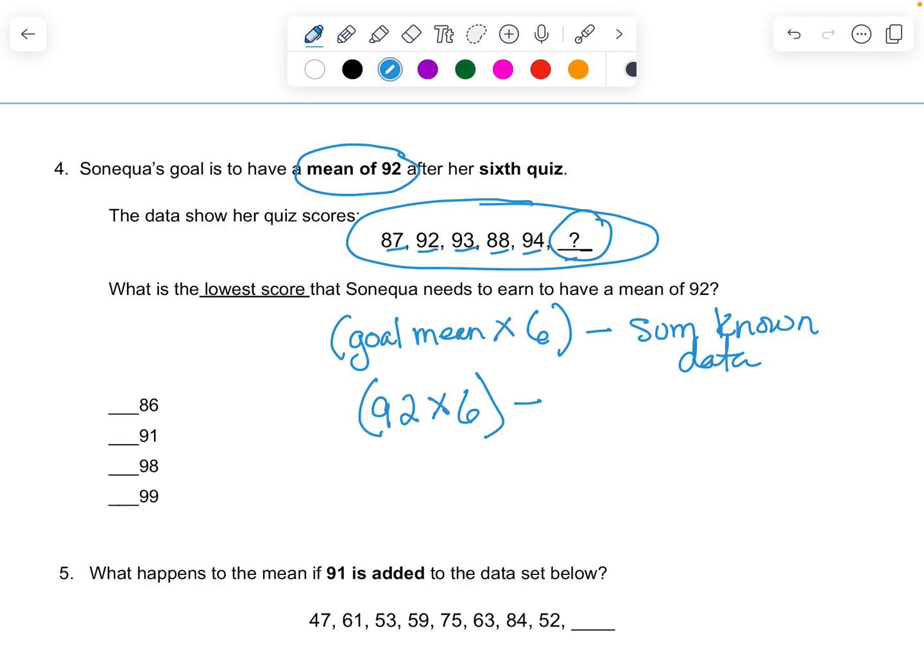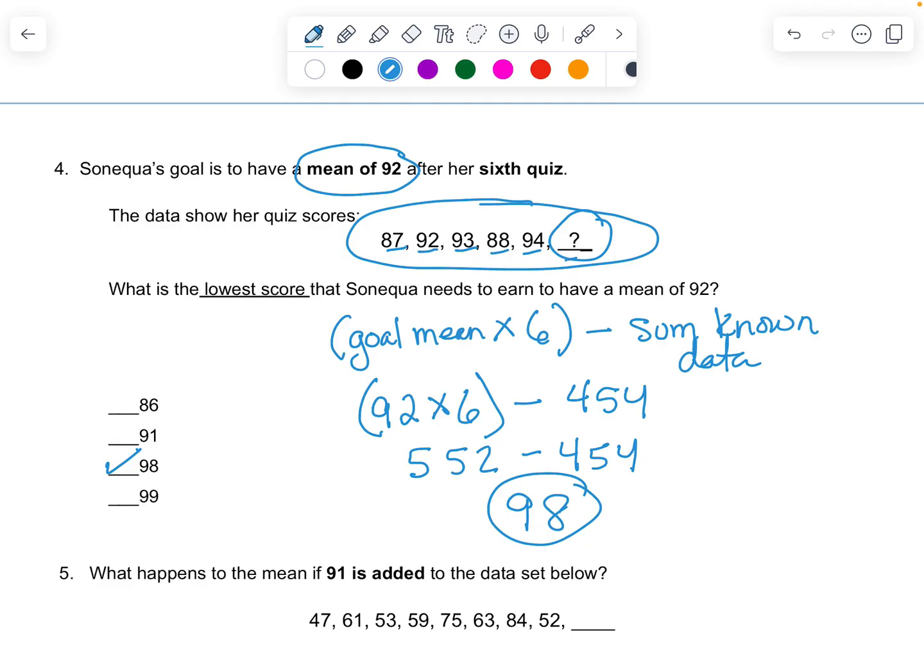87, 92, 93, 88, 94 would be 454. So now I just need to solve that equation. 92 multiplied by 6 gives me a total of 552. Subtract what I already have, 454, and we end up with a 98. So she would need to score a 98% in order to get to her goal of a 92 by her 6th quiz.